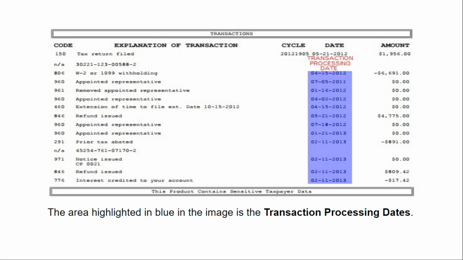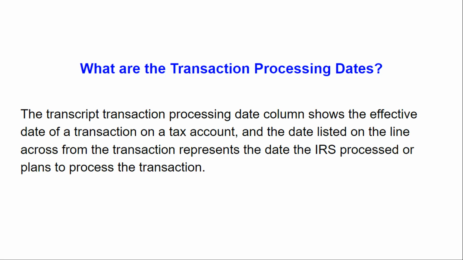The area highlighted in blue in the image is the transaction processing dates. What are the transaction processing dates? The transaction processing date column shows the effective date of transactions on the tax account, and the date listed on the line across from the transaction represents the date that the IRS processed or plans to process the transaction.